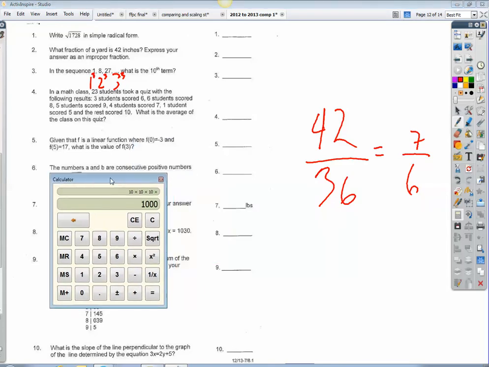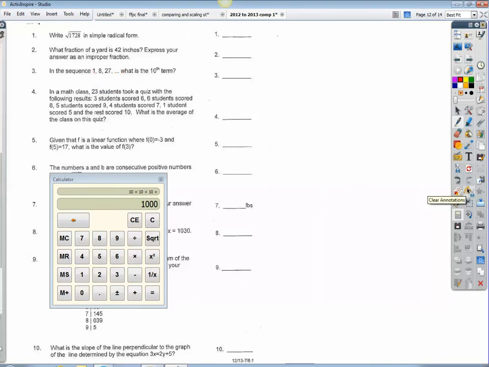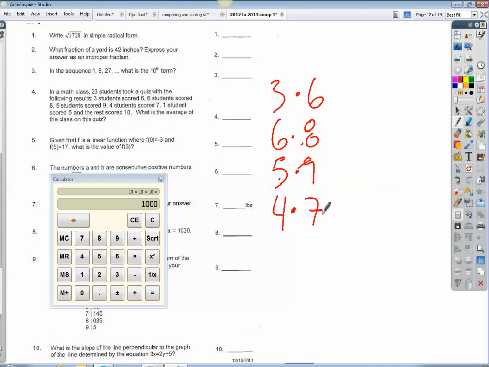In math class, 23 students took a quiz with the following results. Ooh, I love results. All right, so we have 3 scored 6, 6 scored 8, 5 scored 9, 4 scored 7, and 1 scored 5, and the rest were perfect. So let's add these up. 6 plus 4 is 10, 15, 16, 19. So 23 minus 19 is 4.